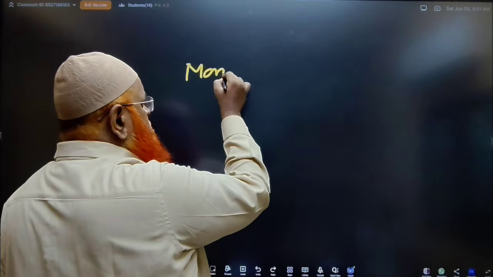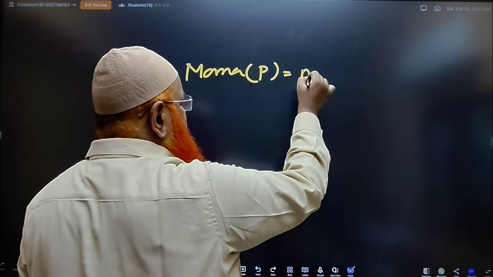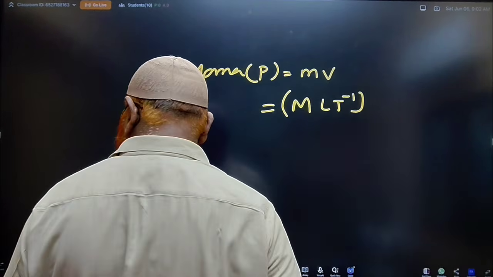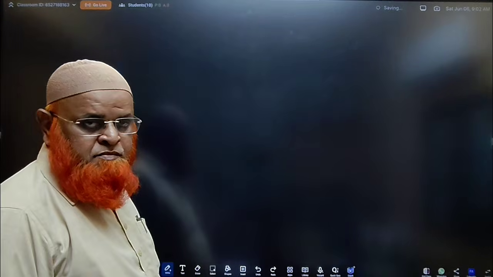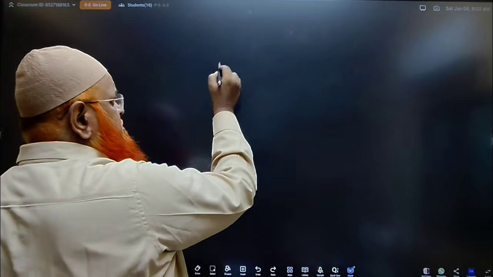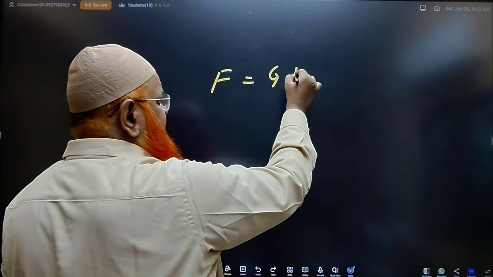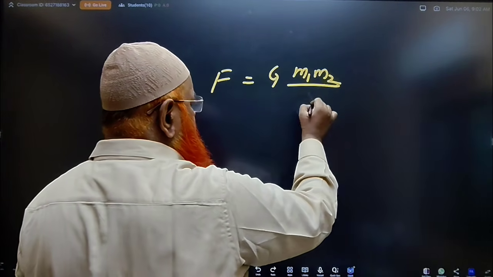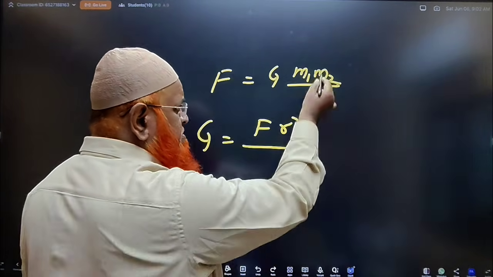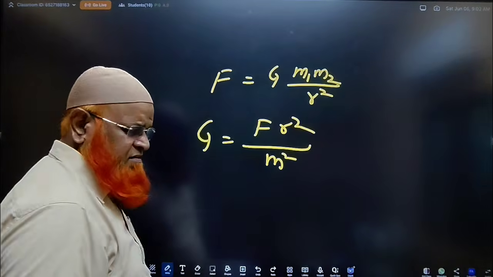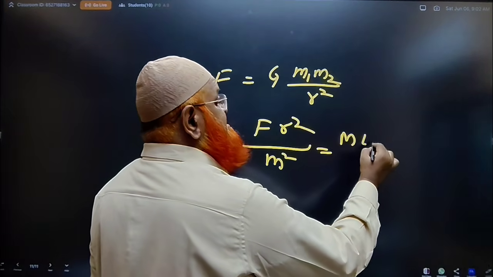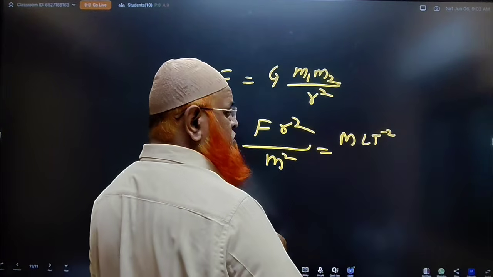Next, momentum. Momentum P is nothing but the product of mass into velocity. Mass, and velocity is nothing but L T power minus 1. Next, gravitational constant. Gravitational constant means G. To find G, we should know the formula for universal gravitational constant, which is F is equal to G m1 m2 by r square. G is nothing but F into r square by m1 m2. m1 m2 can be written as m square, as both are mass. So what is the dimensional formula for force? Force means mass into acceleration, which is M L T power minus 2.